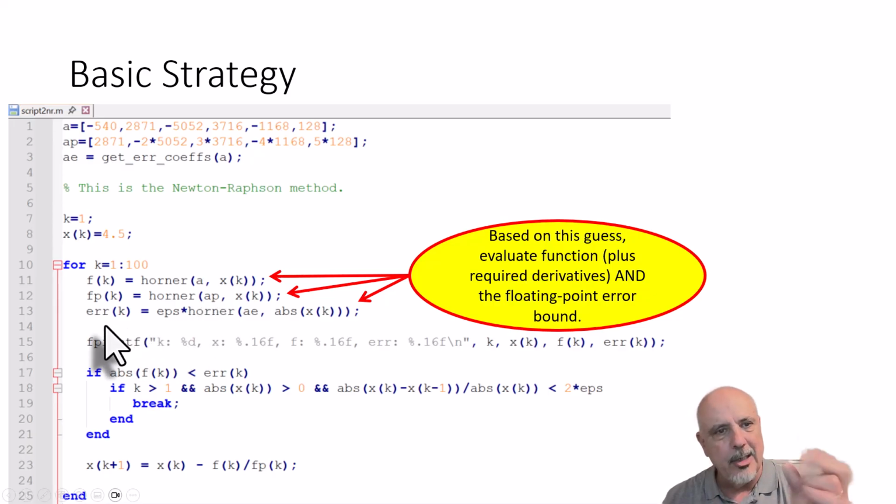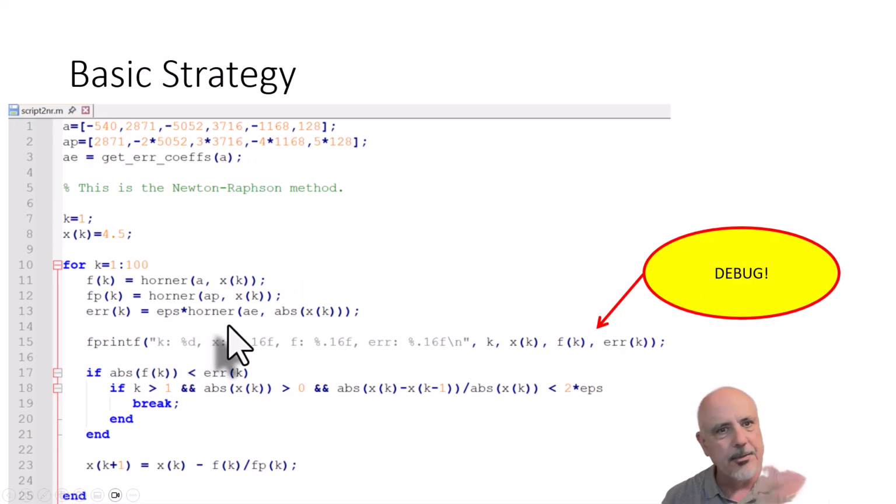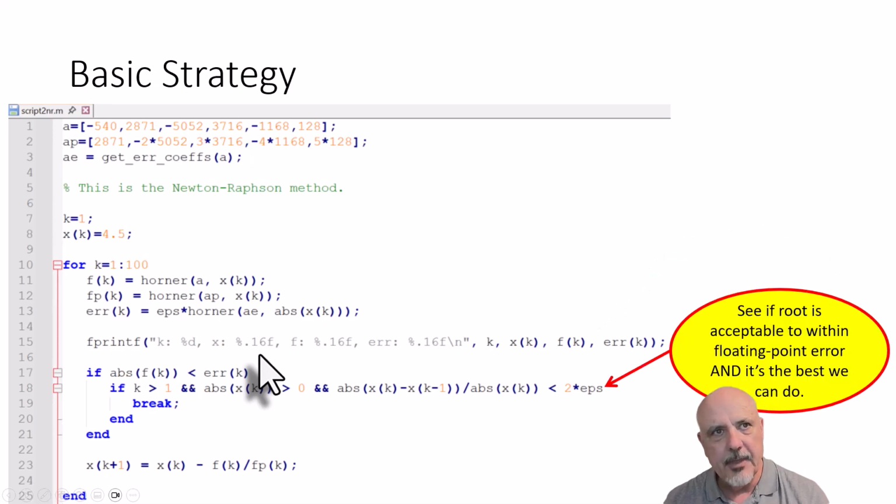And then I'm going to calculate my error bound. It's going to come from the Horner evaluation of the error coefficients with the absolute value of my current x, and I'm going to multiply that by eps at the end. All right, so that's what I do. Then I do some debugging. I print out the current k, how many iterations, my current x, my current polynomial value, and my current error bound. So that's my debug.